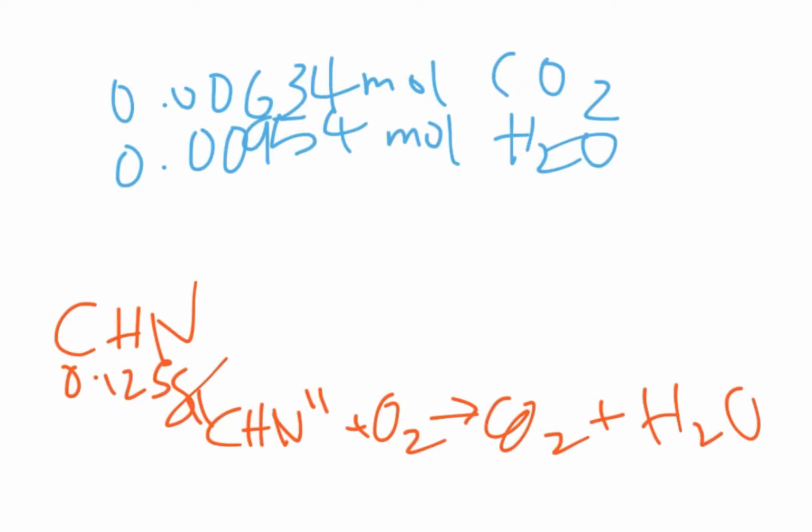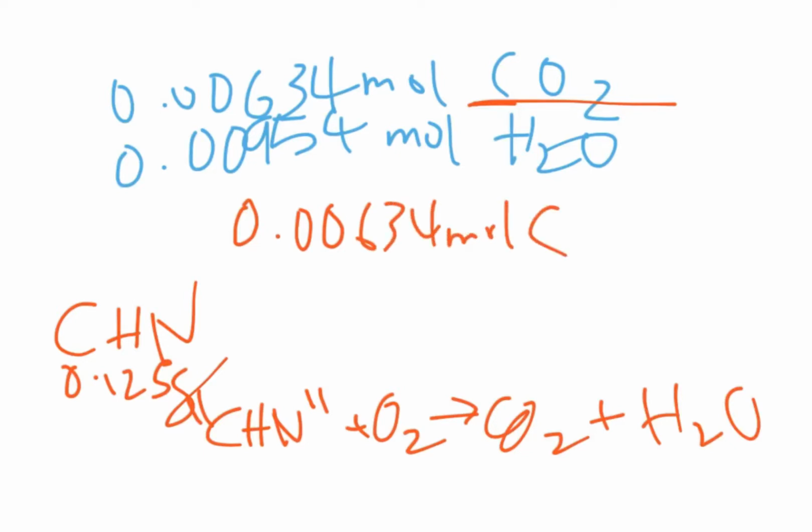So how do we go about this? Well, we know that for every 1 molecule of CO2, we have 1 atom of C. In other words, the number of C's is equal to the number of CO2s. So in other words, the moles of CO2 equals the moles of carbon. So knowing that, we can immediately pinpoint the moles of C. So we have 0.00634 moles of carbon.